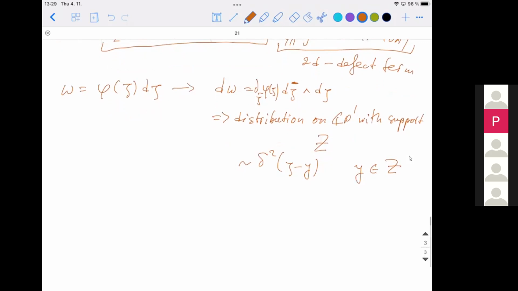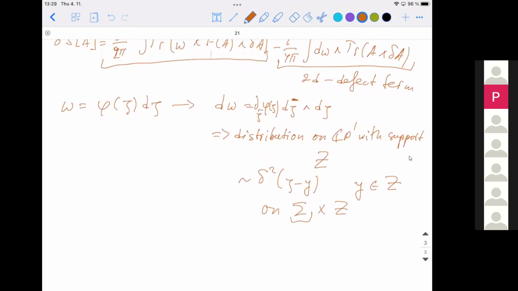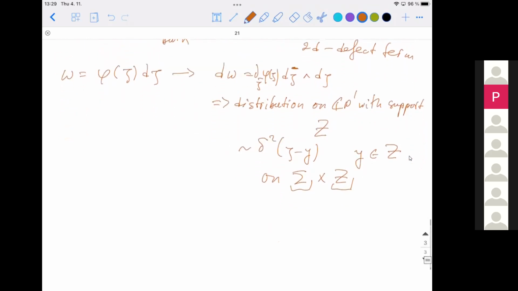So this two-dimensional defect term is on sigma times cross zeta. So sigma is that two-dimensional part, and zeta is that pulse of this omega. And from the bulk term, we read off the equation of motion. That is just omega, which f a is 0.